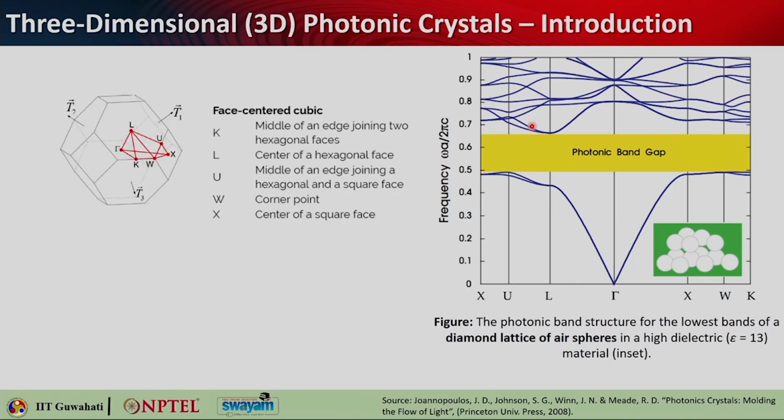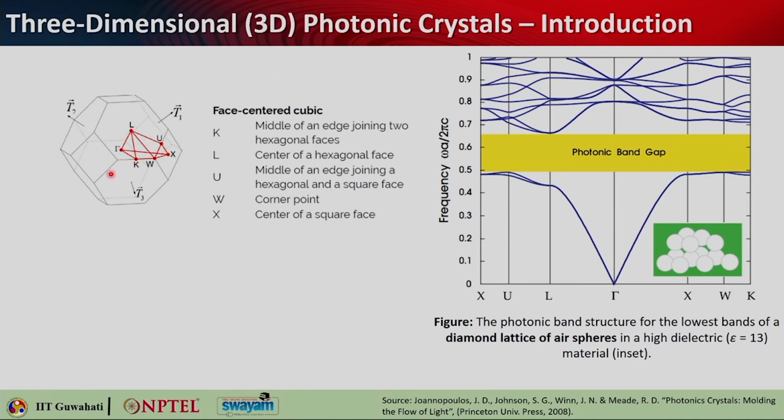Okay. Now, as I mentioned, this is the FCC lattice. So, you can actually see this is the Brillouin zone which we discussed in the previous lecture, and this area is the irreducible Brillouin zone. So, here the important points are basically K, L, U, W and X. So, if you start from X, okay, and you go to U, then you go to L, then you go to gamma, then back to X, W, K, you kind of traverse all the points.